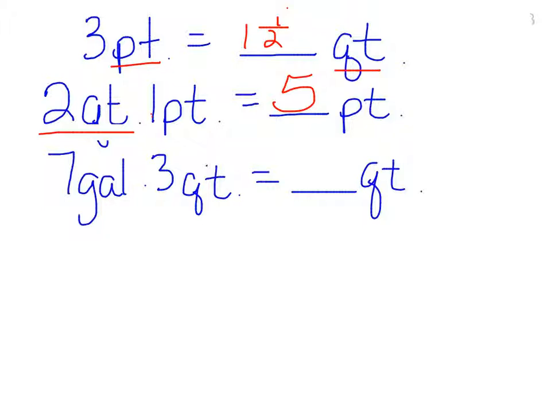Now 7 gallons, 3 quarts to just quarts, we first need to change the 7 gallons. So we do that by multiplying, because gallons to quarts is bigger to smaller again. And every gallon, every big G has 4 Qs in it, so 7 times 4 would be 28, and then we'd add on those extra 3 quarts to give us 31 quarts.